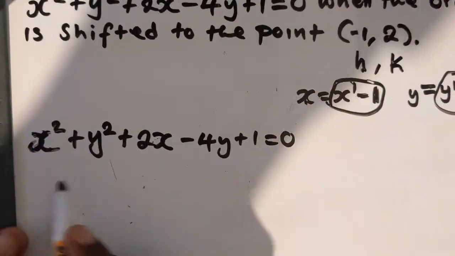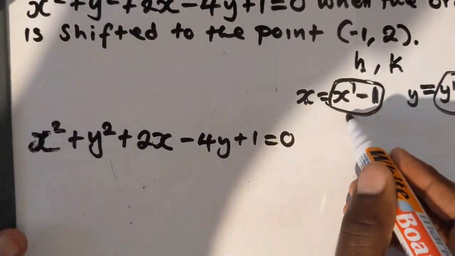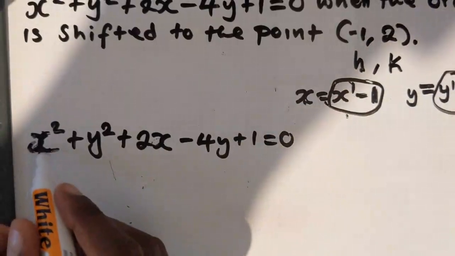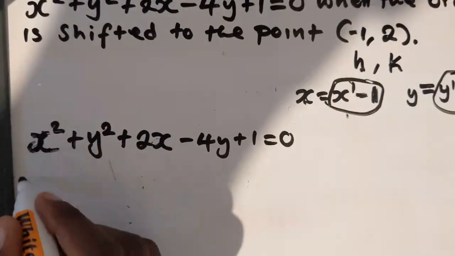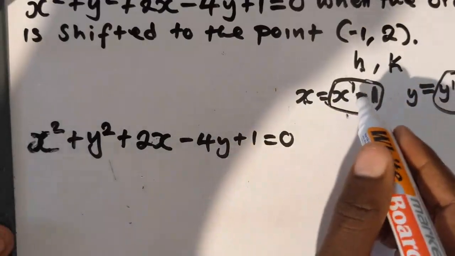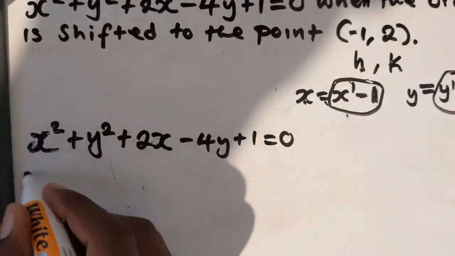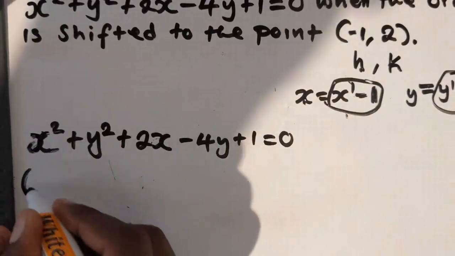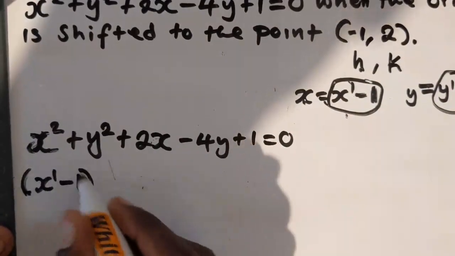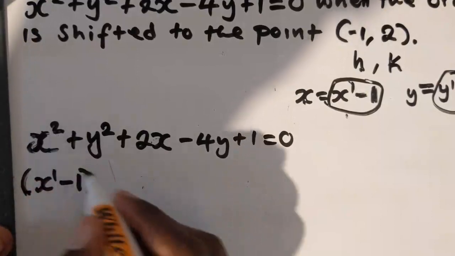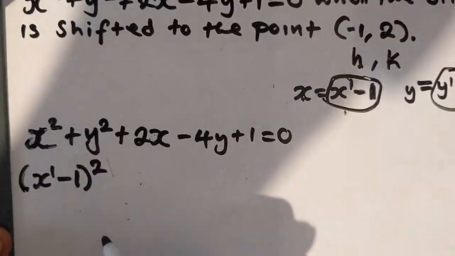Okay, so where there is x, we are going to substitute this. So let's look at x. So x is here. So x is going to be replaced by x prime minus 1. But it's supposed to be squared, so just put a square outside like that.